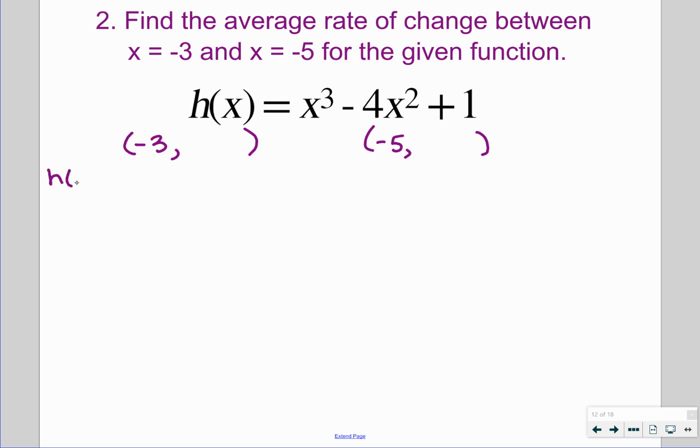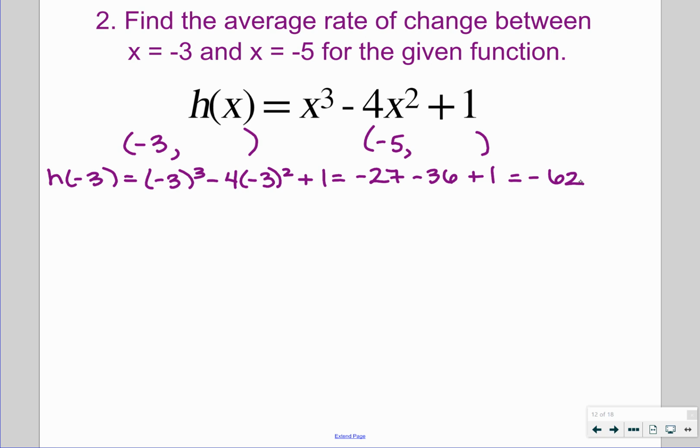So h of -3. -3 to the third minus 4 times -3 squared plus 1. So let's see, that's going to give me -27. -3 squared is 9 times -4. It's -36 plus 1. So grand total of -63 plus 1, -62. And again, you'll have a red calculator for stuff like that.